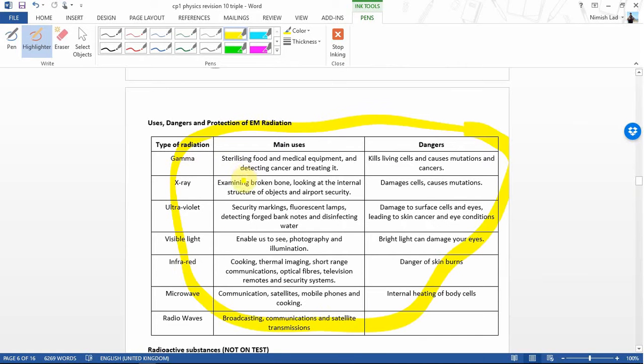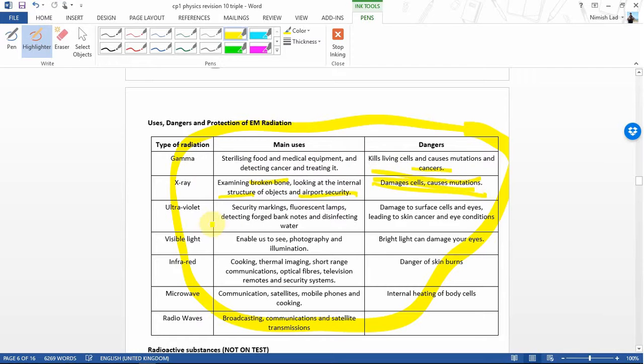Gamma rays, they're used for sterilizing food, so it means that we kill the bacteria off food, and medical equipment, again killing bacteria off there. You can detect cancer with it, but you can also treat it with it. And another thing, the danger of it is it can actually cause cancer. So cancer is highly involved with gamma rays because it can kill living cells and cause mutations. X-rays, well, the main uses are for examining broken bones, looking at internal structure, airport security, those sort of ideas. And yet again, it can damage cells and cause mutations.